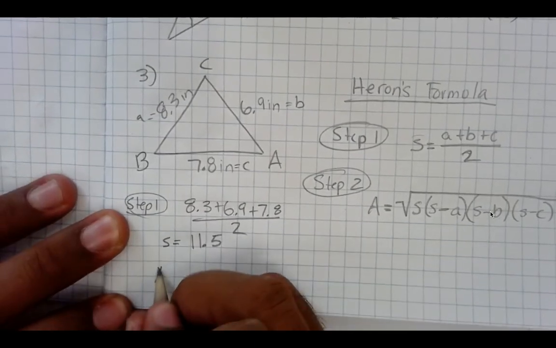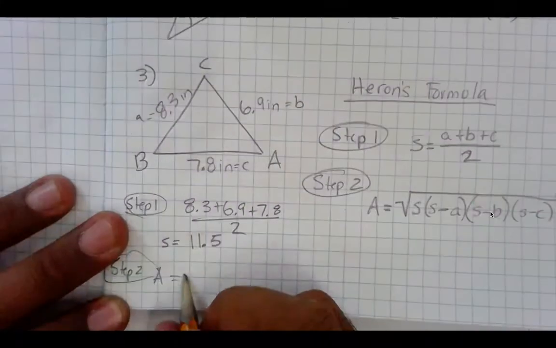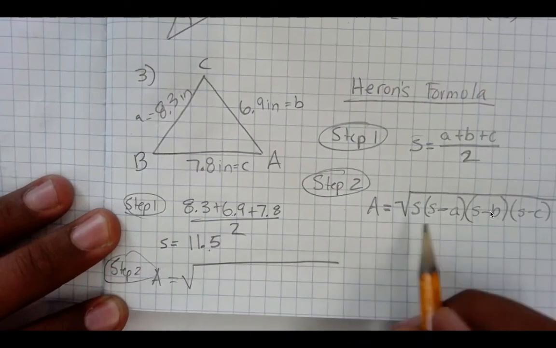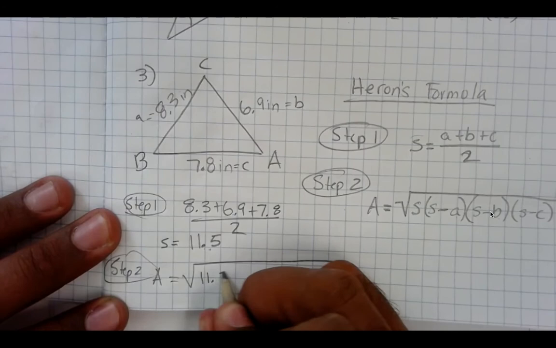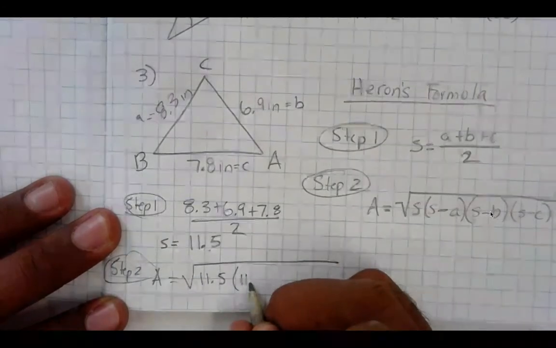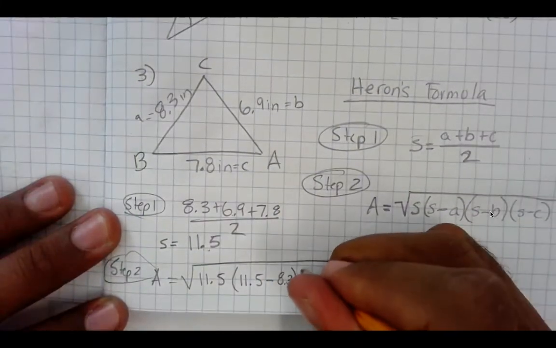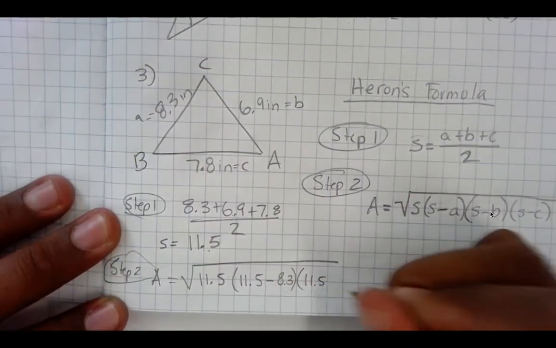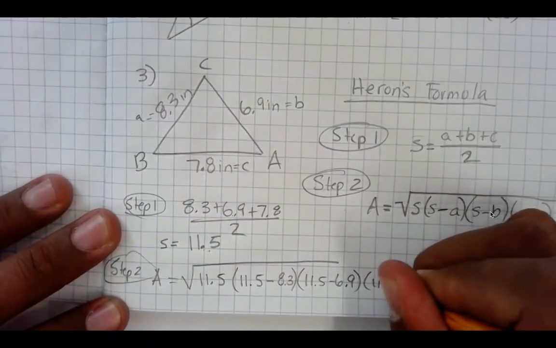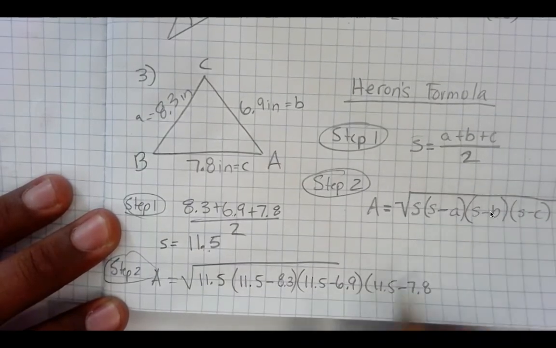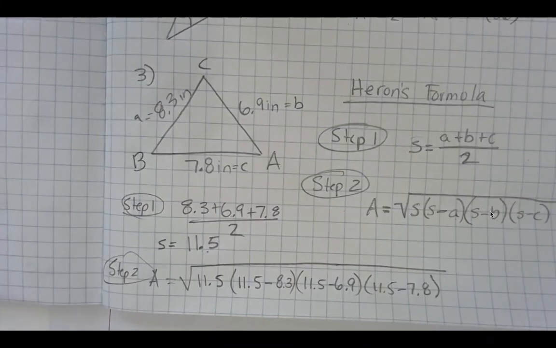Okay, so the area, step 2, is the square root, and that S value is what you're going to plug in for S in those 4 different spots. So first 11.5, then 11.5 minus the first side, and again, it doesn't matter what side you start with here. Then 11.5 minus the second side, and then 11.5 minus the third side. You set it up just like that. Once you get that, that'll give you the area.